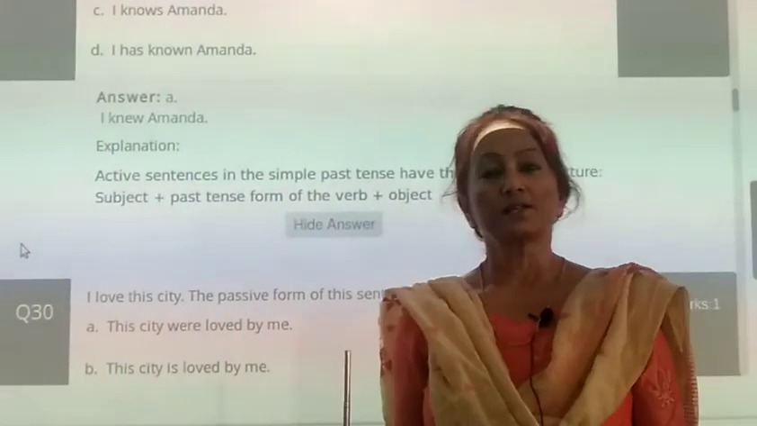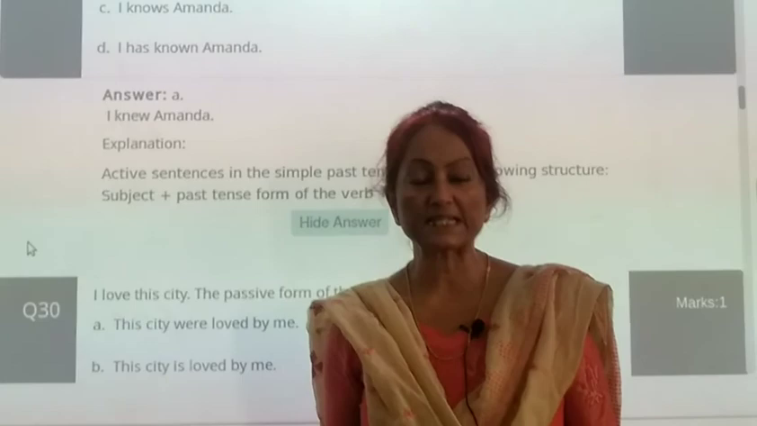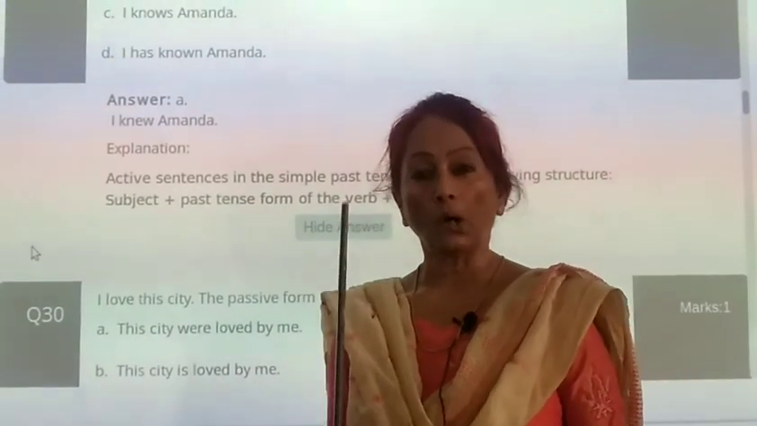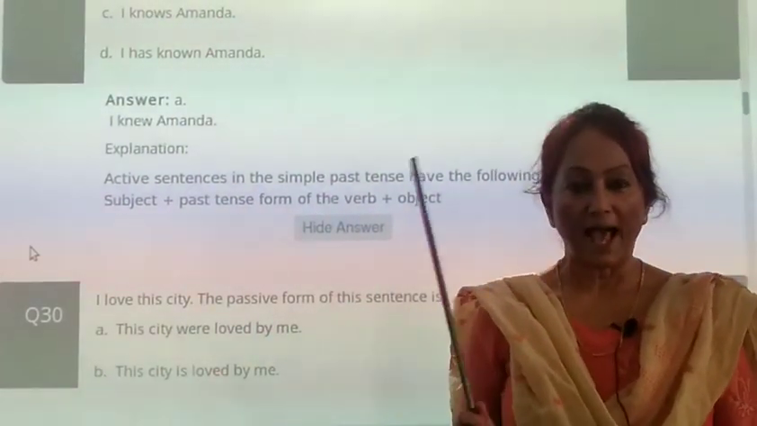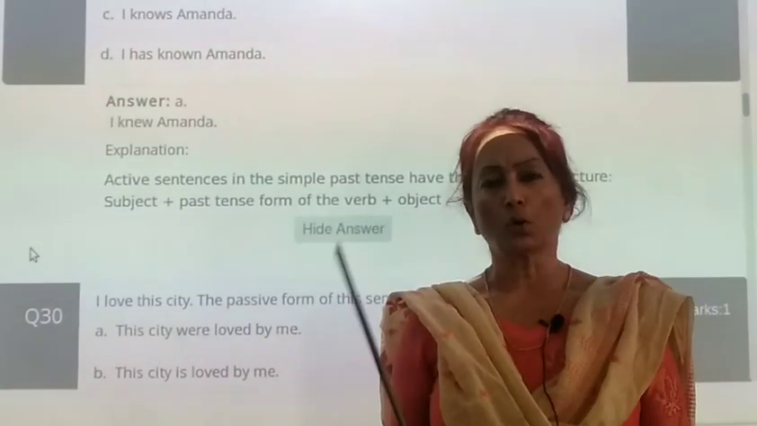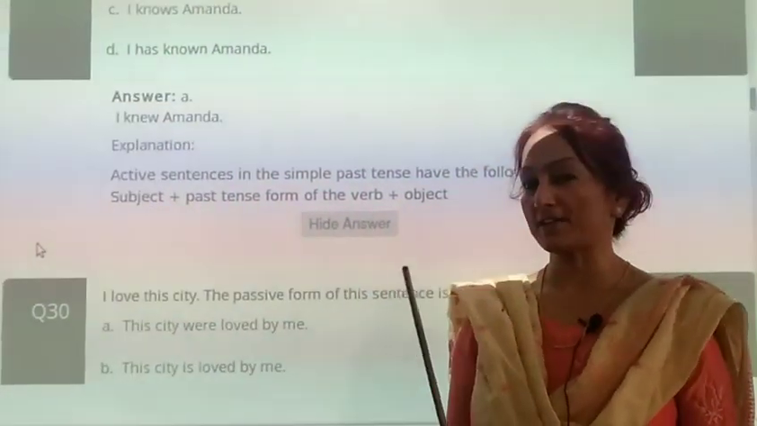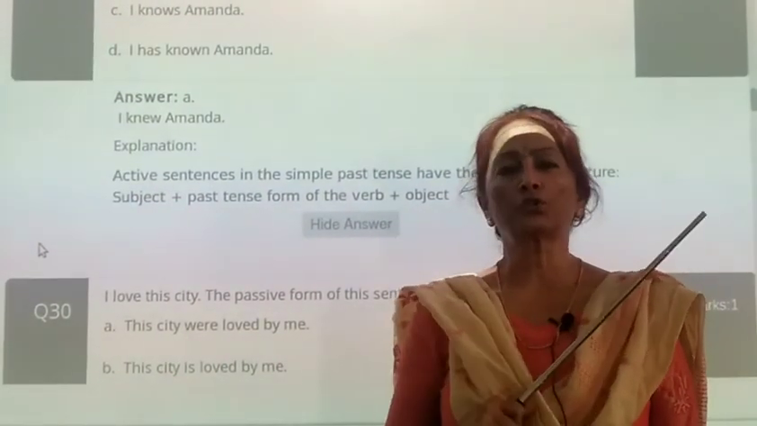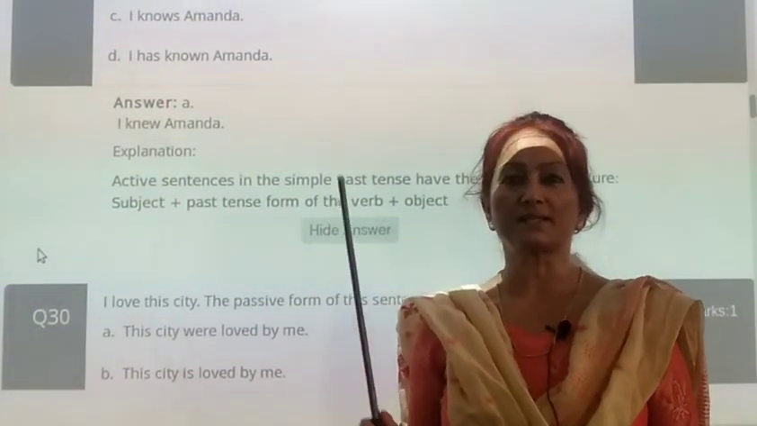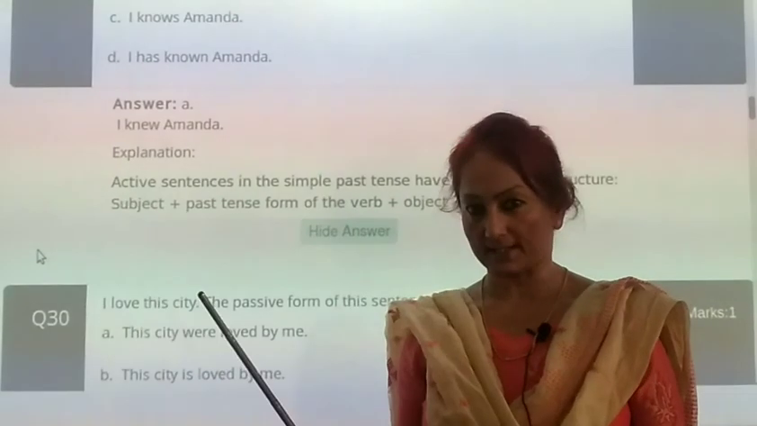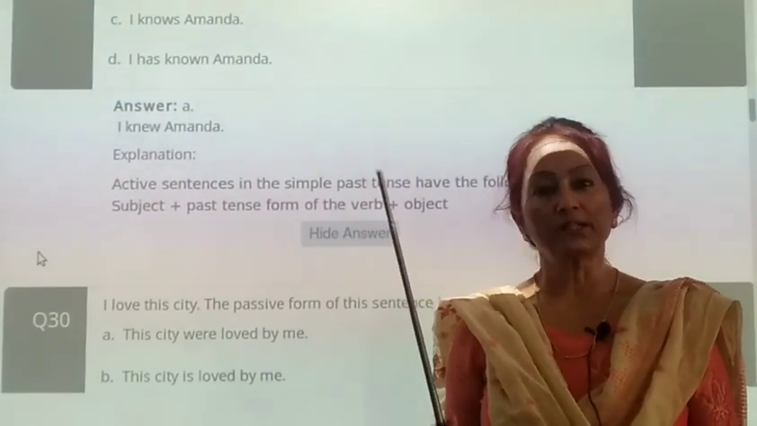Okay, children. So, what you do is write down all these sentences, active to passive. Go through the rules, how you change from active to passive. Go through all the sentences, the entire exercise. Okay? This much for today.